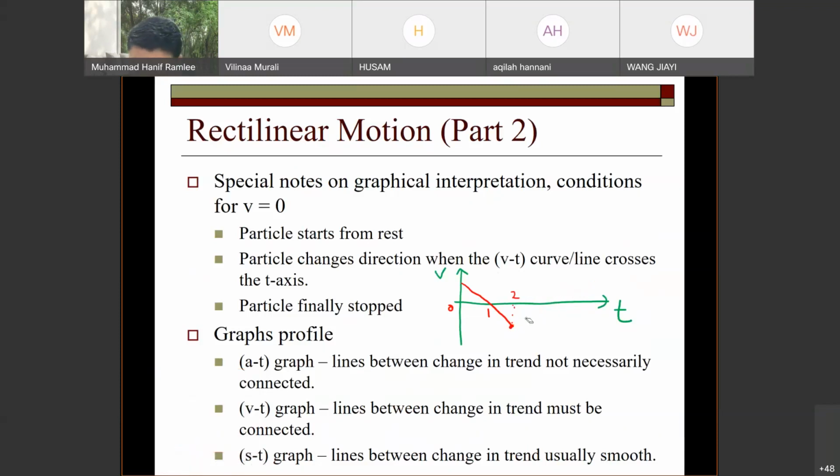If the graph is not connected like this, let's say you got it as the final answer, for example, like this.